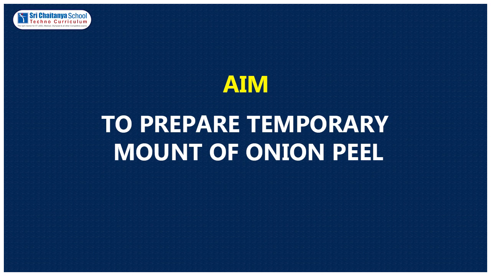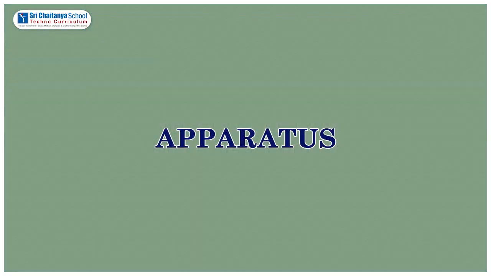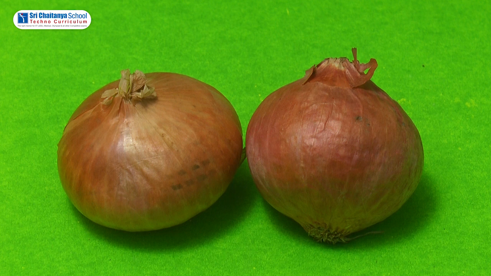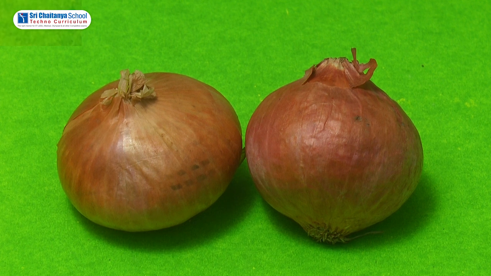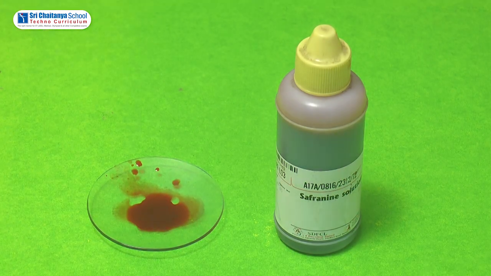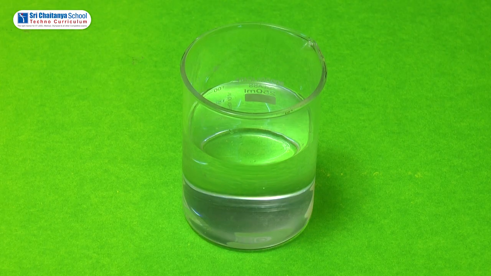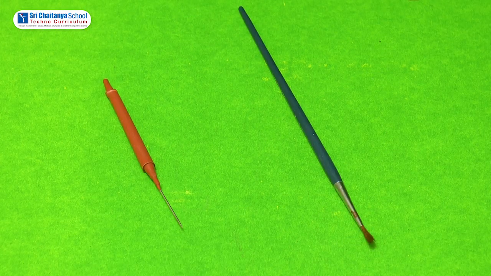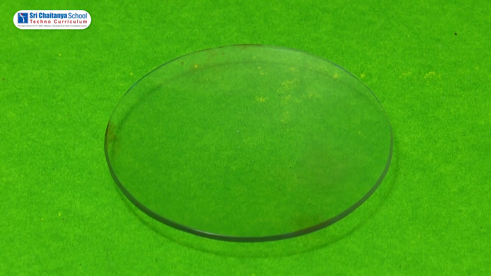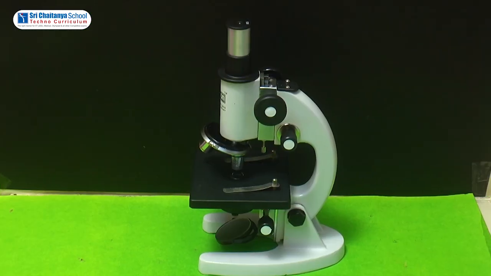Aim: to prepare a temporary mount of onion peel cells. Apparatus: onion, glycerin, safranin solution, dropper, forceps, water, cover slip, glass slides, needle and brush, watch glass, blotting paper and microscope.